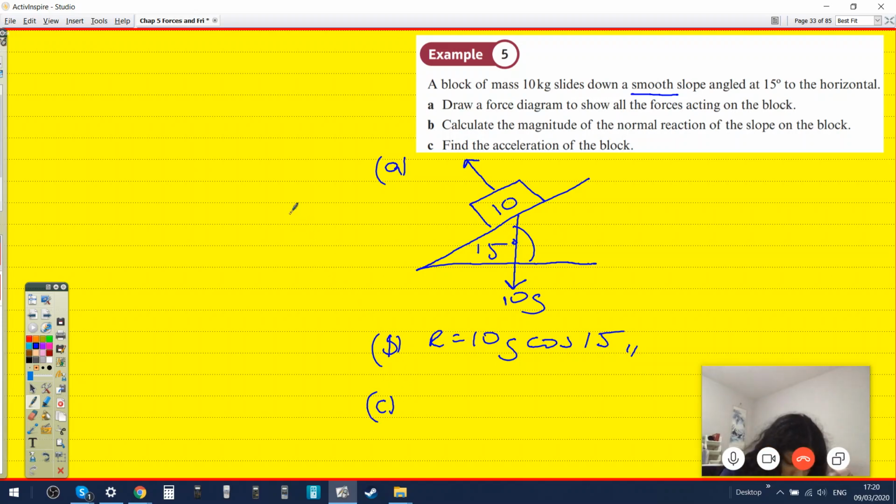Sum of F is equal to MA. I'm not sure how to find the acceleration. So you said that it's F. Wouldn't R and the vertical force going down just be 0? So the sum of F would be 0. So you said that this force here was 10G cos 15. Any idea what this force here would be?